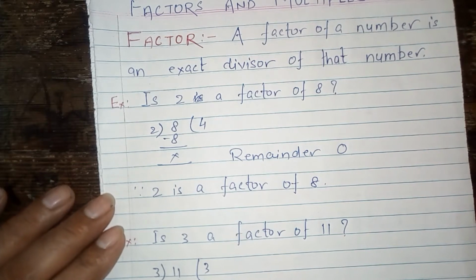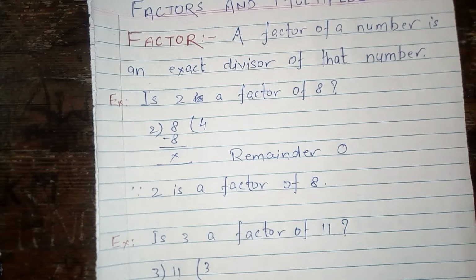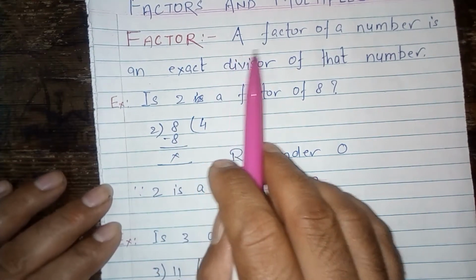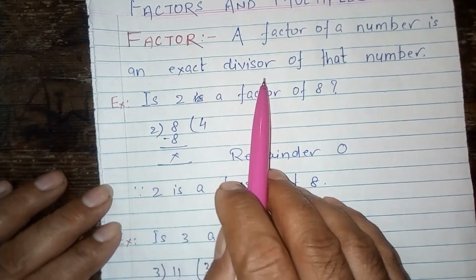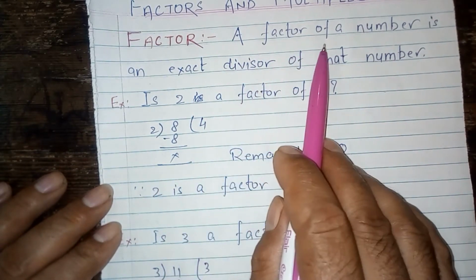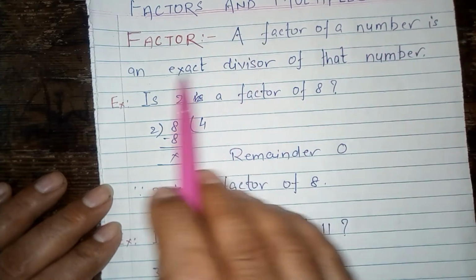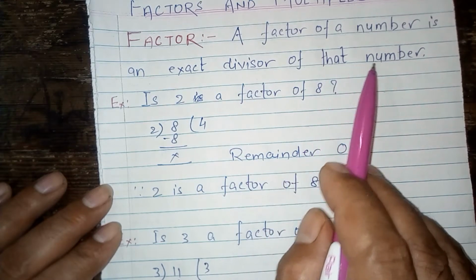As you know, my previous class was on multiples. Now today let us discuss factors. What is the meaning of factor? A factor of a number is an exact divisor of that number.